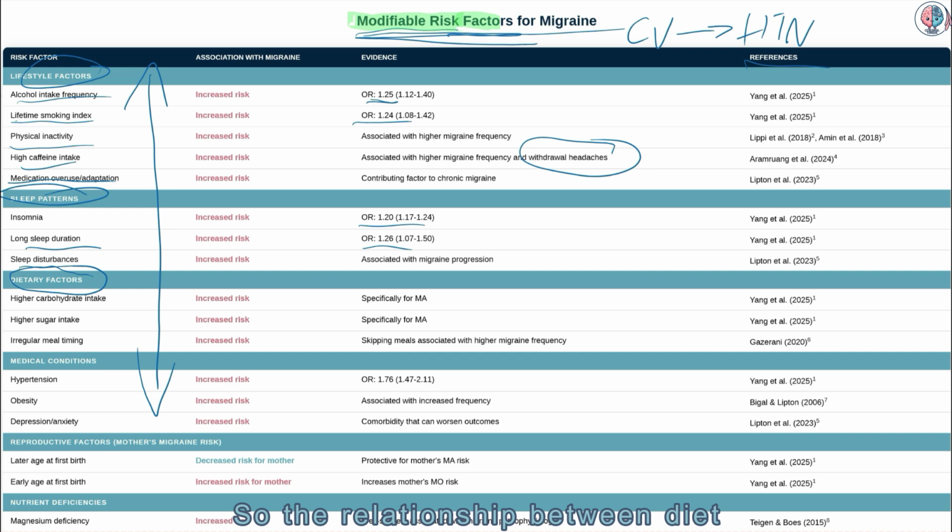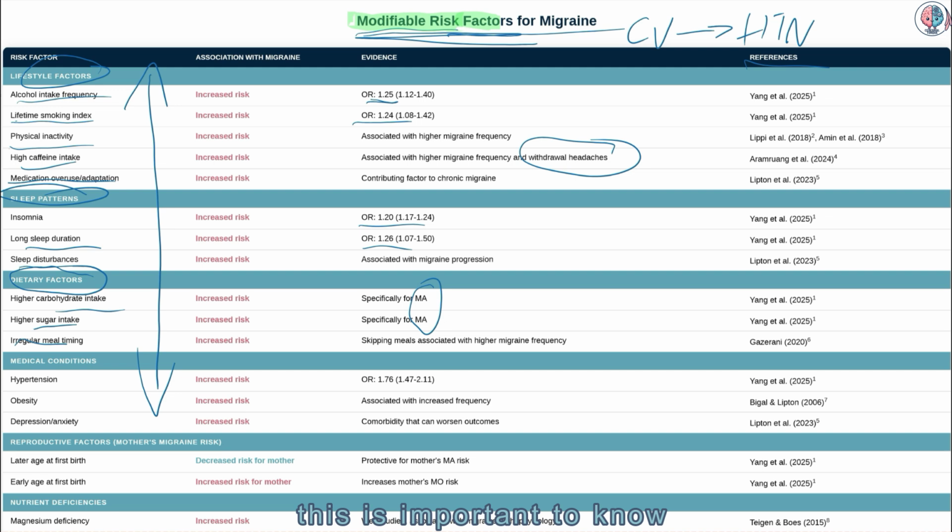So the relationship between diet and migraine is complex. There's a lot of misinformation out there. However, according to a recent Mendelian analysis, higher carbohydrate intake and higher sugar intake specifically increase risk for migraine with aura. Not without aura, but with aura. Irregular meal timing also increases risk. Again, schedules with migraine are incredibly important.